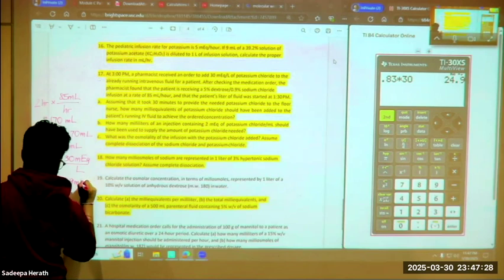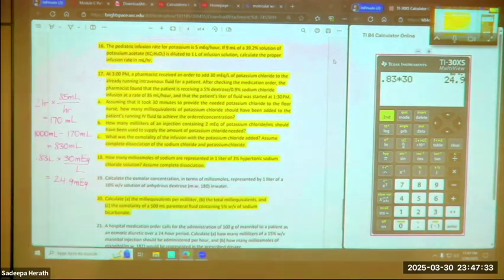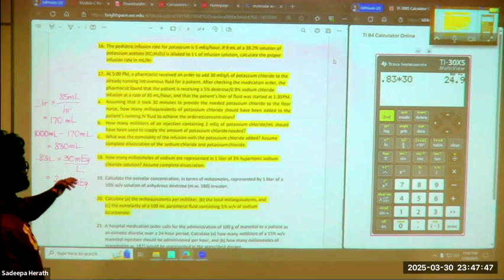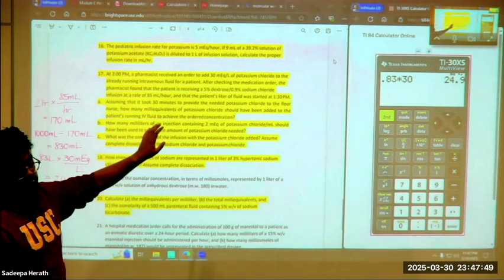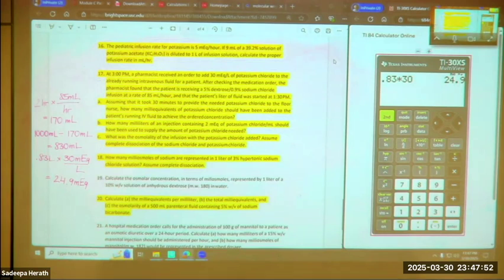MEQ. So what does that mean? That is now the adjusted MEQ that needs to be administered into this IV of 830 milliliters now to maintain that same concentration of 30 MEQs per liter. Okay? Hopefully that makes more sense.